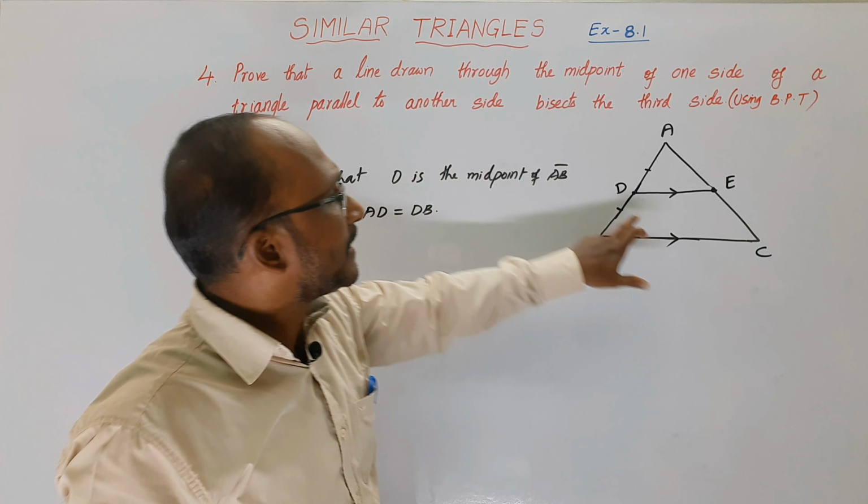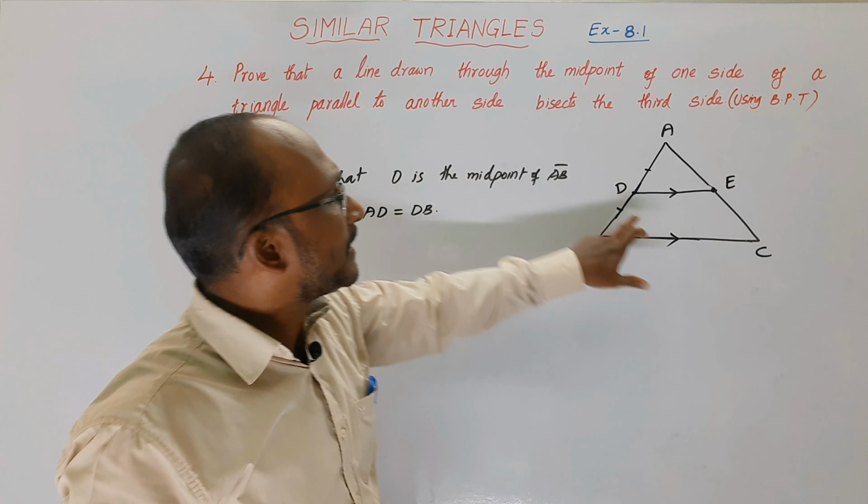But if you observe, the triangle BDE and the triangle CDE are on the same base DE and between the same parallels BC and DE. But we know that the triangles on the same base and between the same parallel lines are equal in area. So, we can say that area of triangle BDE and area of triangle CDE are equal. Now, from these three relations, we can conclude that AD by DB is equal to AE by EC.